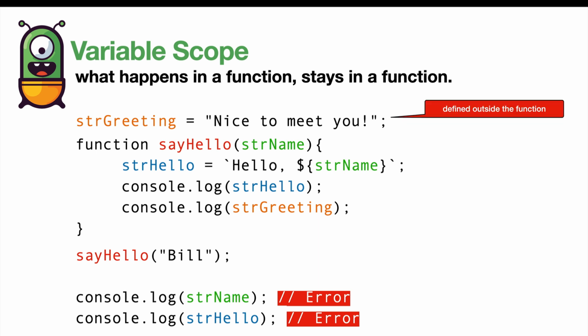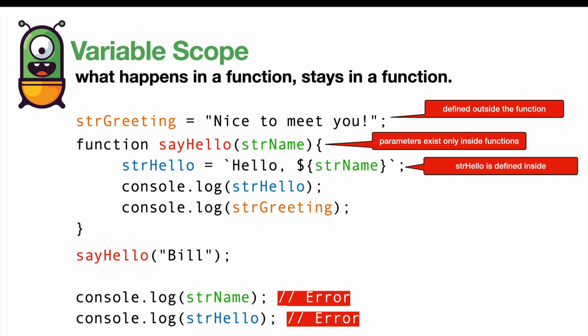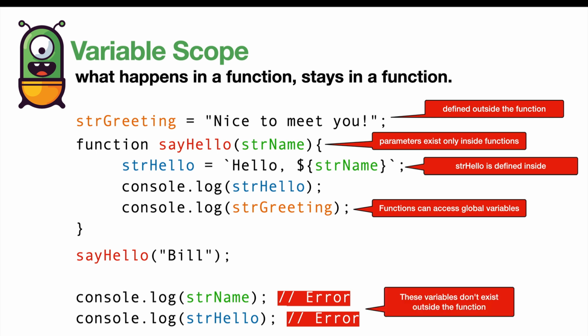Okay, so this is defined outside the function, so it can be available anywhere because it was defined outside the function. Parameters only exist inside functions, and strHello is defined inside the function, so it only lives there. strGreeting can be accessed inside the function even though it was defined outside, because you can always go from the outside in. You just can't go from the inside out. And that's kind of how the rule breaks down. So these variables, strName and strHello, don't exist outside that function.